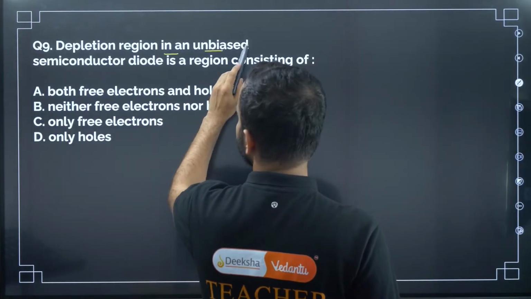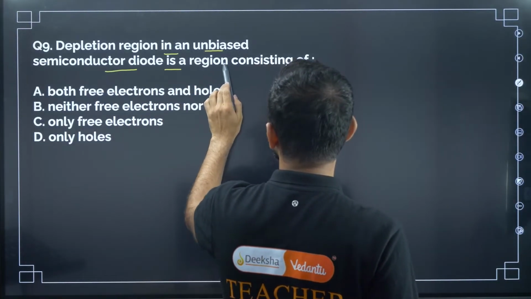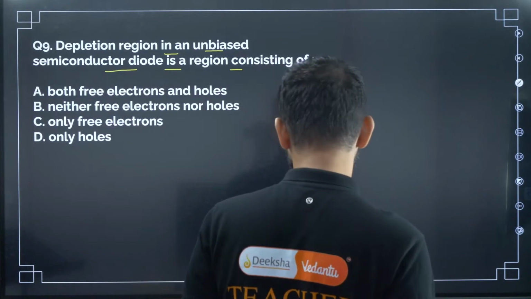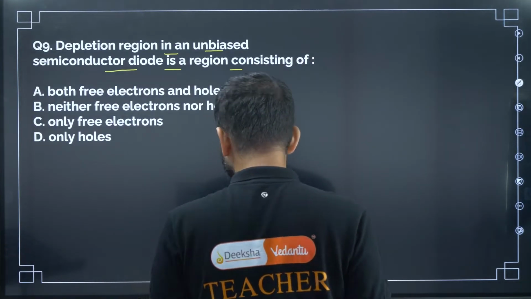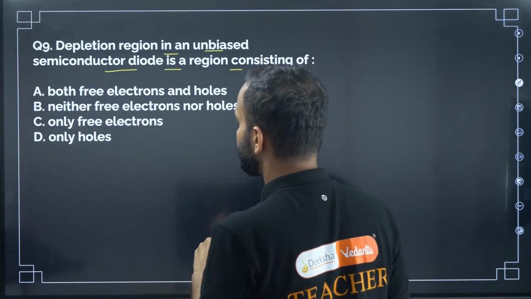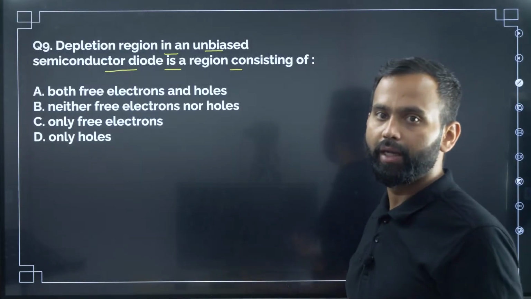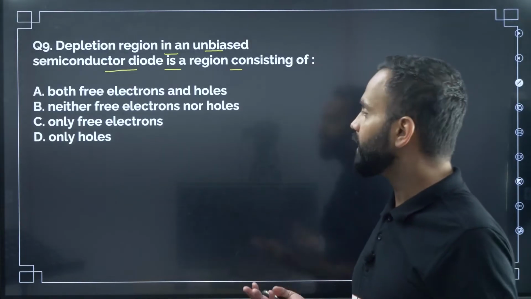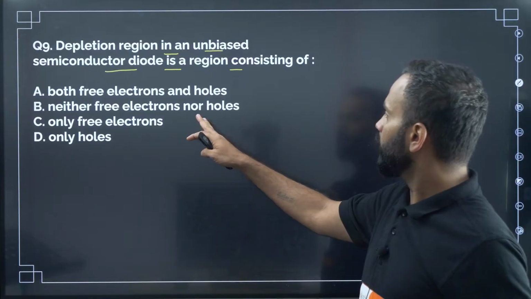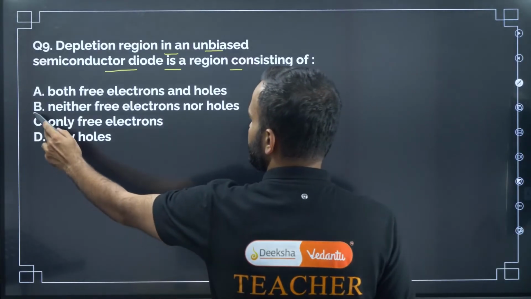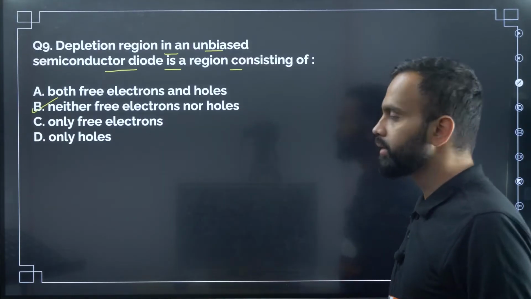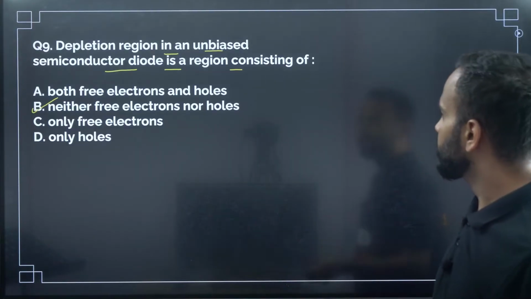Depletion region in an unbiased semiconductor diode is a region consisting of, in the depletion region there will be no mobile charge carriers. So neither free electrons nor holes. So option B is the correct answer. Direct question, memory based question.